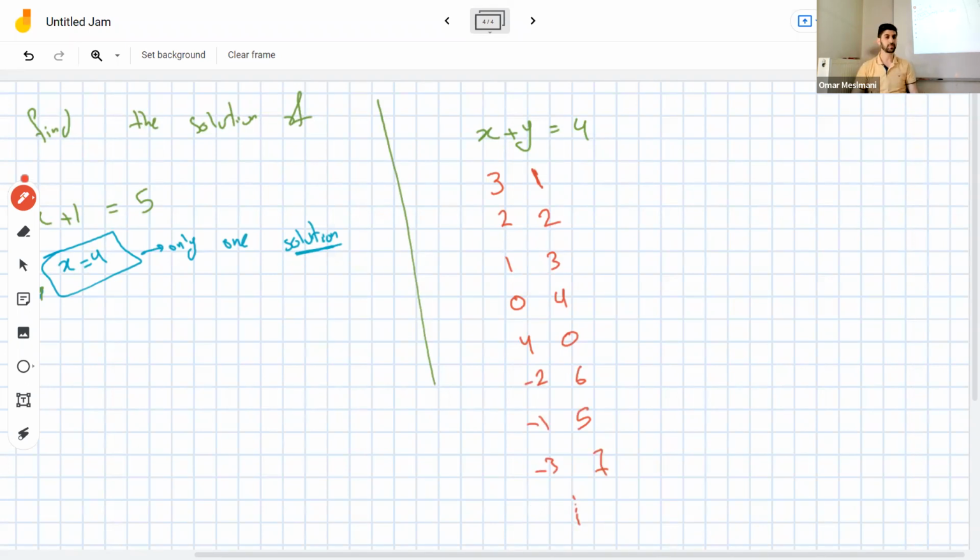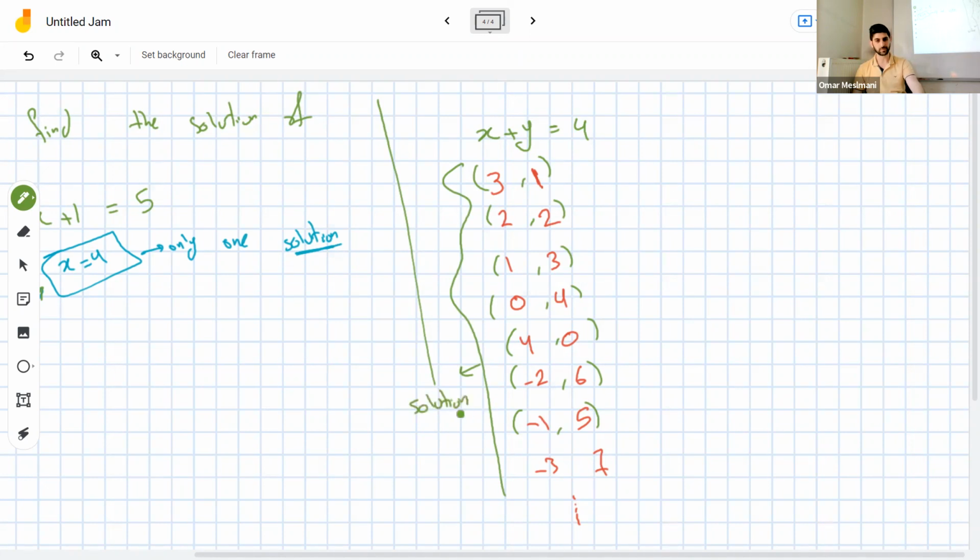So now each one of them, the 3 and 1, the 2 and 2, the 1 and 3, the 0 and 4, the 4 and 0, the -2 and 6, all of them are solutions, all right? All of these points, you can calculate as many points as you want. So all of these points represent solutions. So now let's try to graph these solutions on the coordinates.